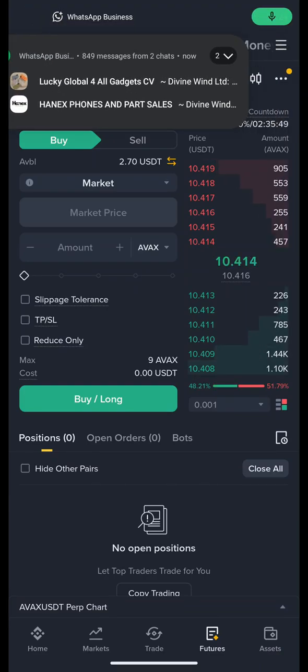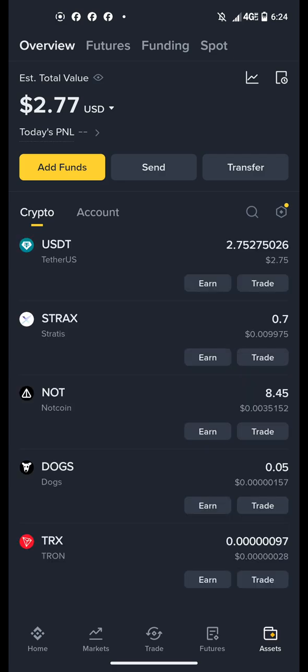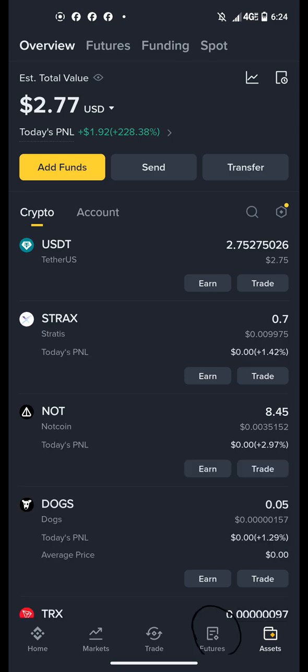So I want to show us how you can place a futures trade. Currently I'm on futures. So you just come down here, click on futures, down in the right corner. So this futures, just click on it.